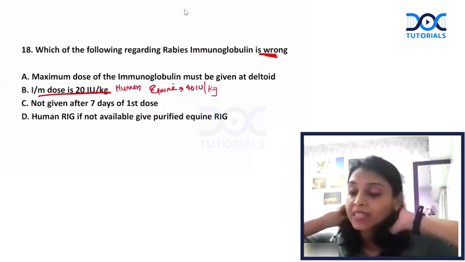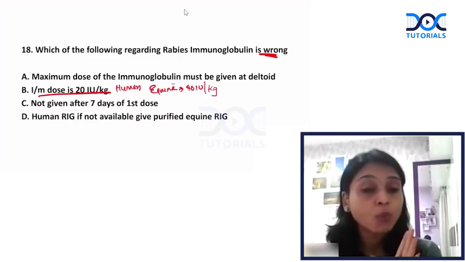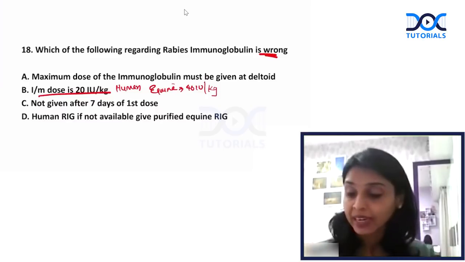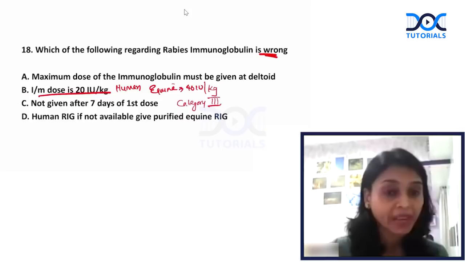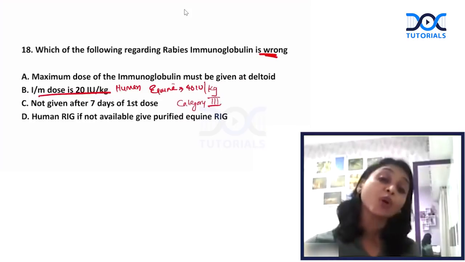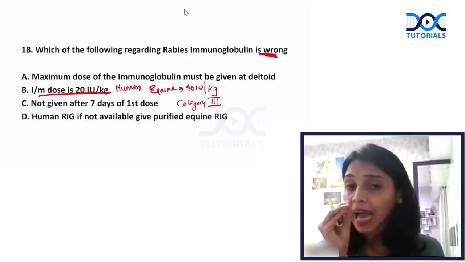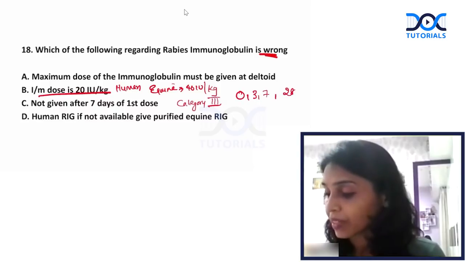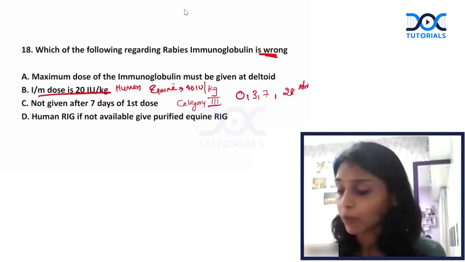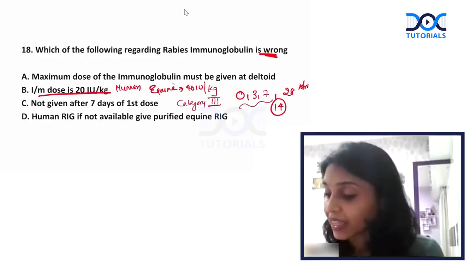Not given after 7 days of first dose. What do you think? By the way, for whom do you give immunoglobulin? Immunoglobulin is given for category 3 patients. Now, who are category 3 patients? High-risk patients. For them, along with vaccination, you are also giving immunoglobulin. May I know why? See, with these vaccines, IDRV, you are giving as 0, 3, 7, 28, right? That is what you give as IDRV. Anyway, these are the primary doses.